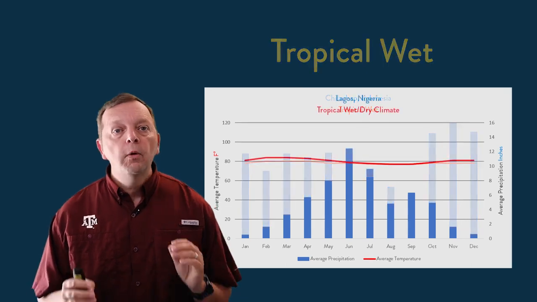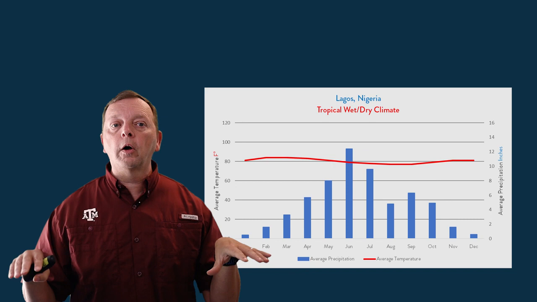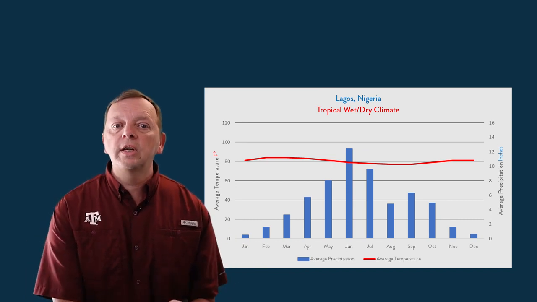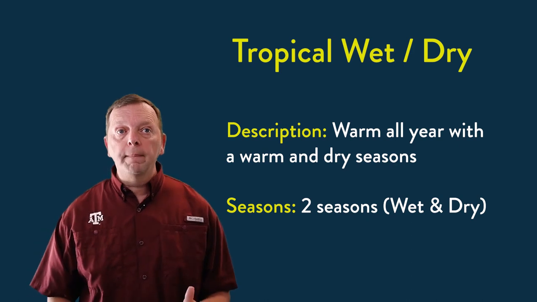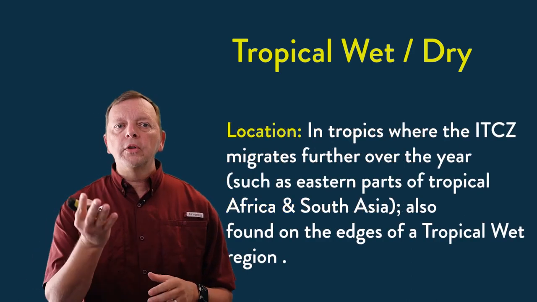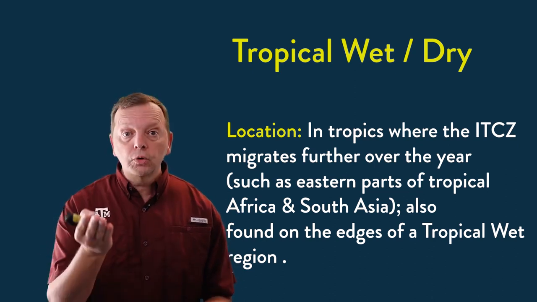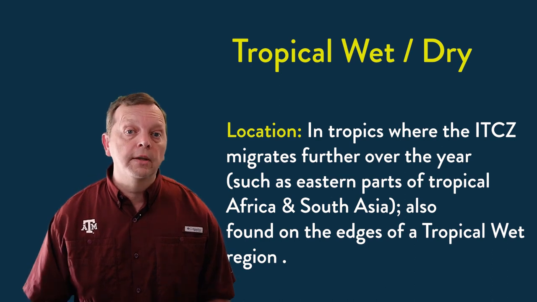Now compare that graph with this one, which shows a climate that has still a warm weather all throughout the year, but now there is a distinct wet season and a dry season. We call this climate tropical wet dry. Tropical wet dry is generally found where the ITCZ will move much more north and south throughout the year, creating those dry and wet seasons. Eastern Africa and South Asia are places where you can find this type of climate.